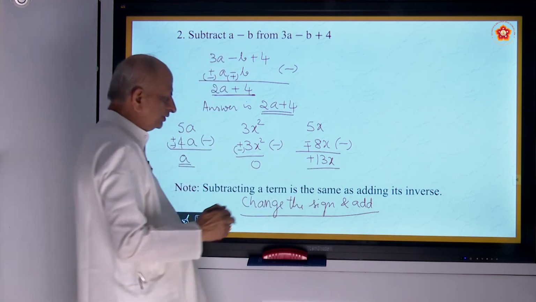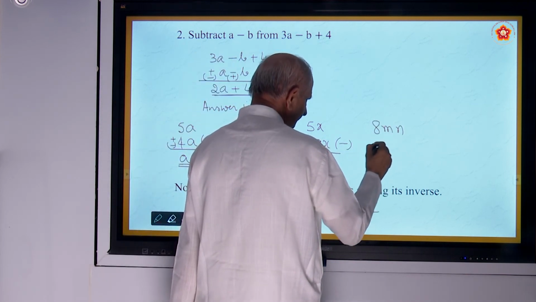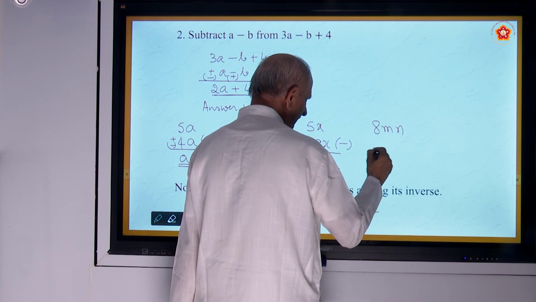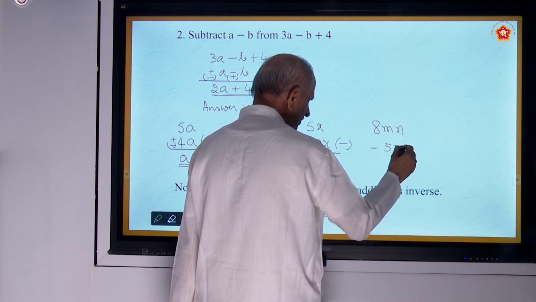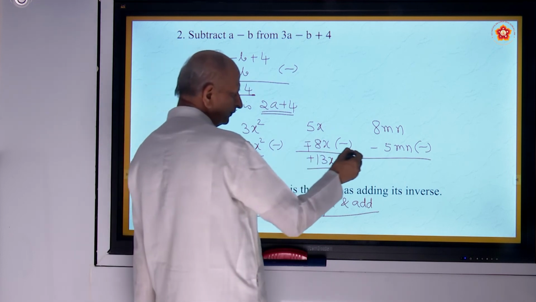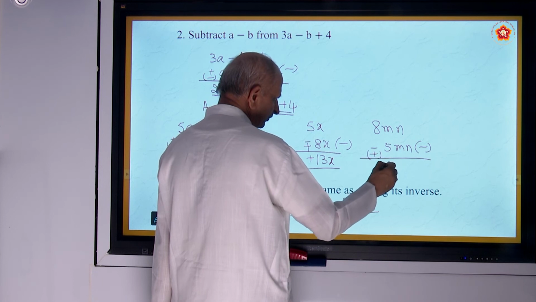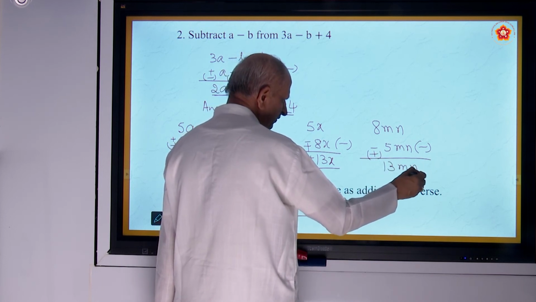Okay. Suppose you have 8mn and you have to subtract, say, minus 5mn. What will happen? Minus of minus becomes plus. 8 plus 5 is 13mn.